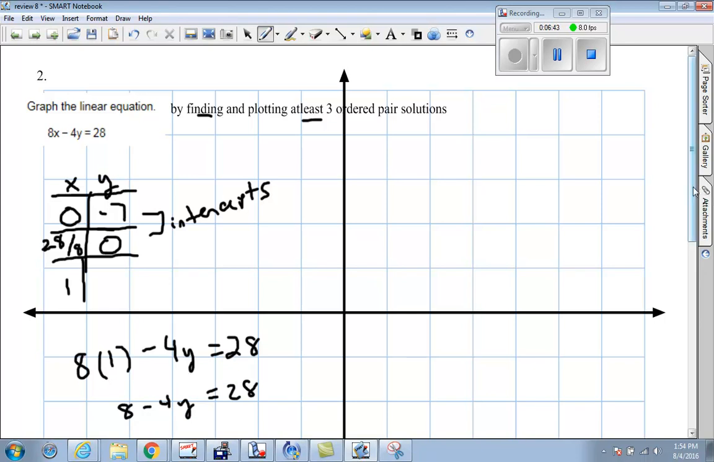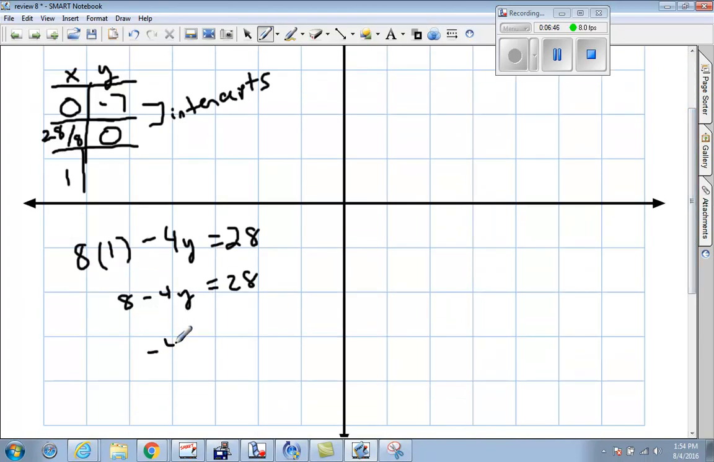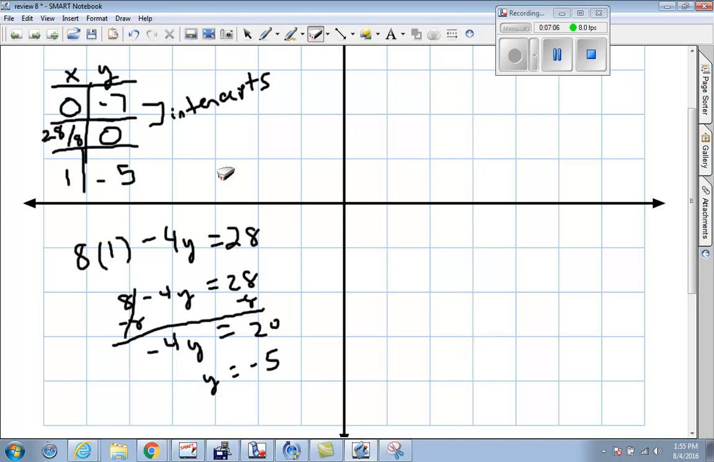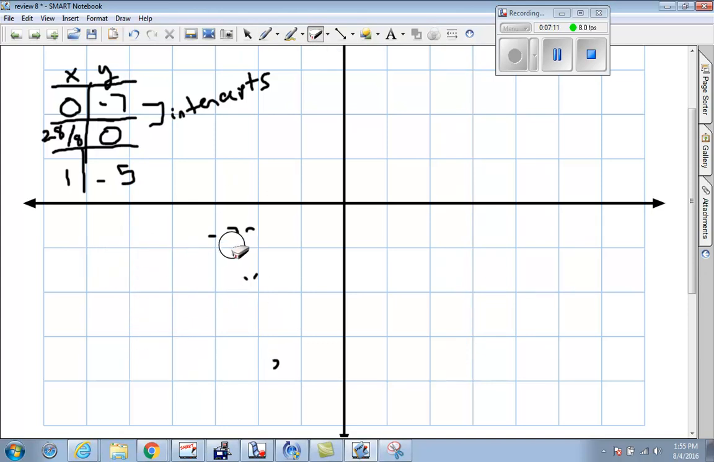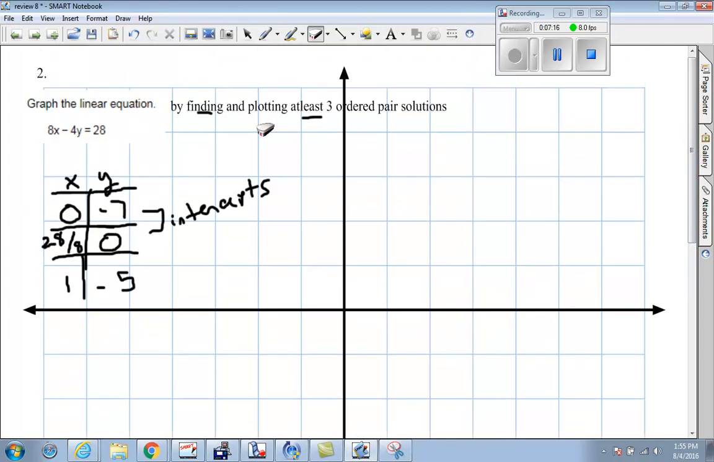So long story short, if you were going to solve that for y, you'd have negative 4y equals, deduct off the 8, 20. So therefore y would have to equal negative 5, right? So sometimes you play with the numbers until you get a nice little combination that works. So let me erase all that math there. We have 3 points. We can go ahead and plot them. Granted, the 3.5 is not an integer, but let's go with the pretty points.